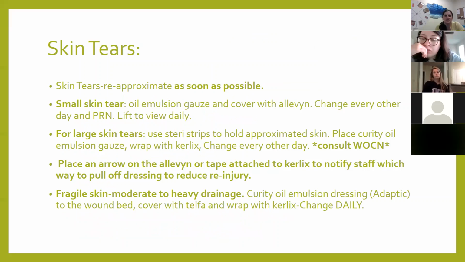All right, skin tears. If it's a small skin tear, you just want to reapproximate as soon as possible. So usually what I'll do is take some saline, put it on the wound bed, and then take the large Q-tips, I call them CTAs, and roll that skin back over top of the wound bed. It helps protect it and gives it a kind of shield.